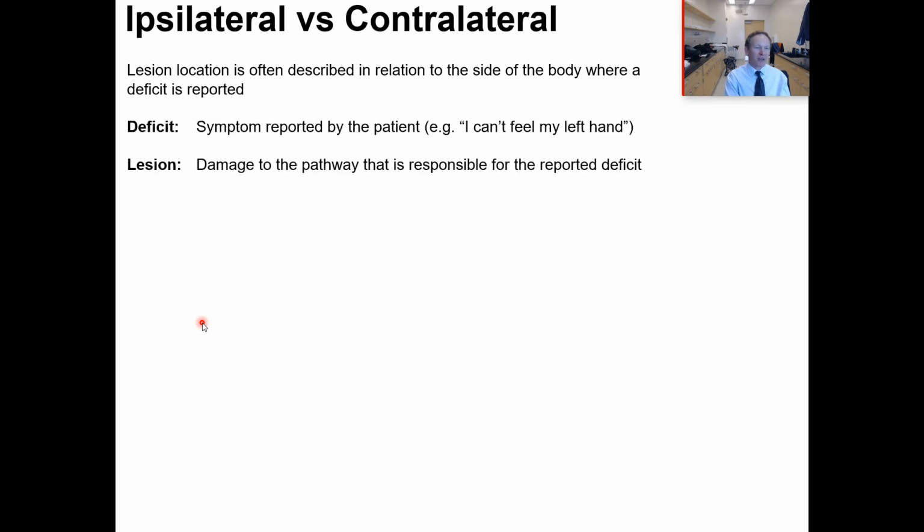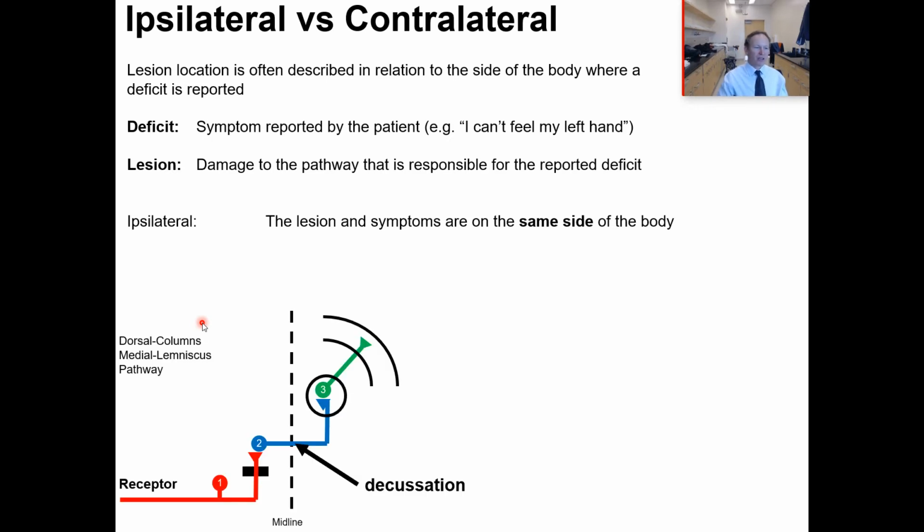If we define what a deficit is, it's a symptom reported by the patient. "I can't feel my hand." "I can feel my left hand very specifically." A lesion is damage to the pathway that is responsible for the reported deficit. Ipsilateral means the lesion and symptoms are on the same side of the body. They're ipsilateral to each other, like you can see in here.